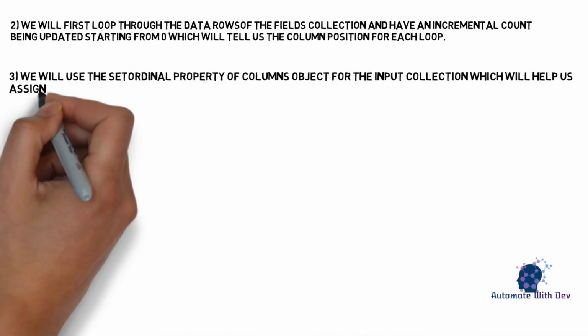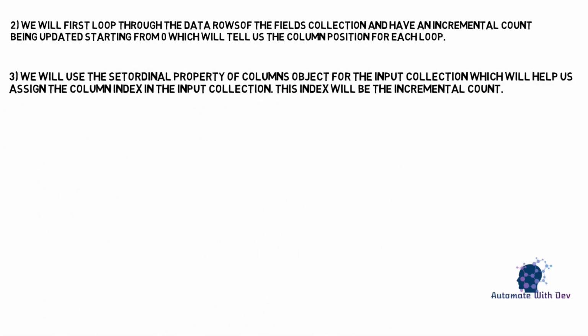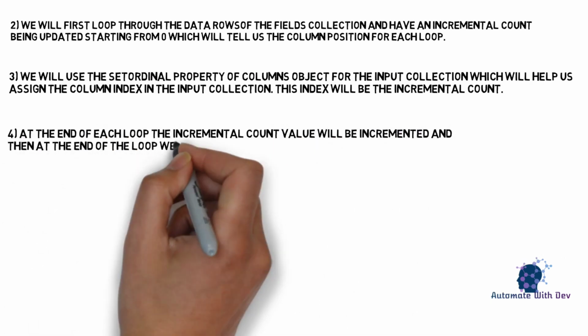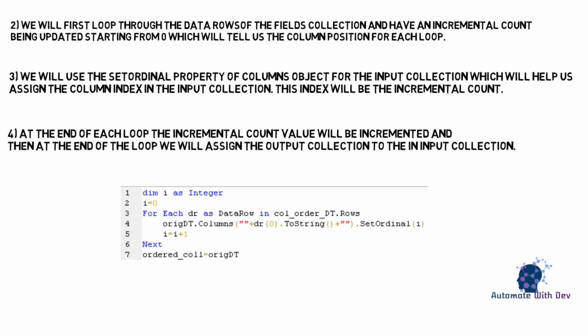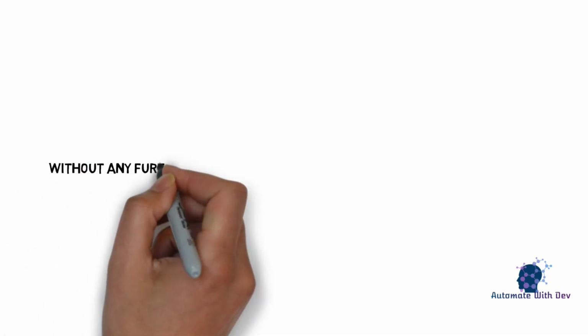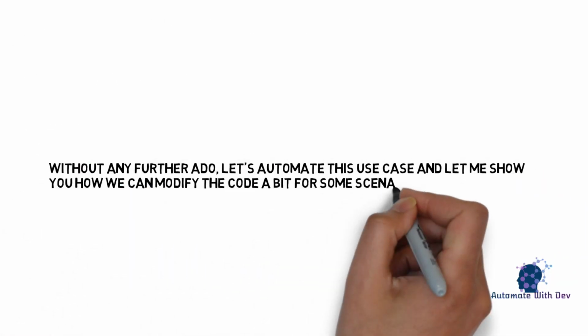Now the second step is we will loop through the data rows of the fields collection and have an incremental count being updated, starting from 0 before the loop. We will then use the SetOrdinal property of the Columns object for the input collection, which will help us assign the column index in the input collection, and then at the end of the loop we will keep on incrementing this counter, and then at the end we will assign the output collection to the input collection. So this is how your code will look.